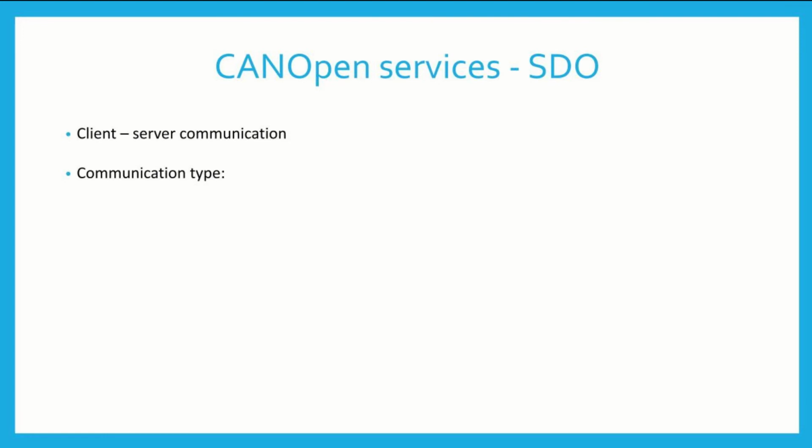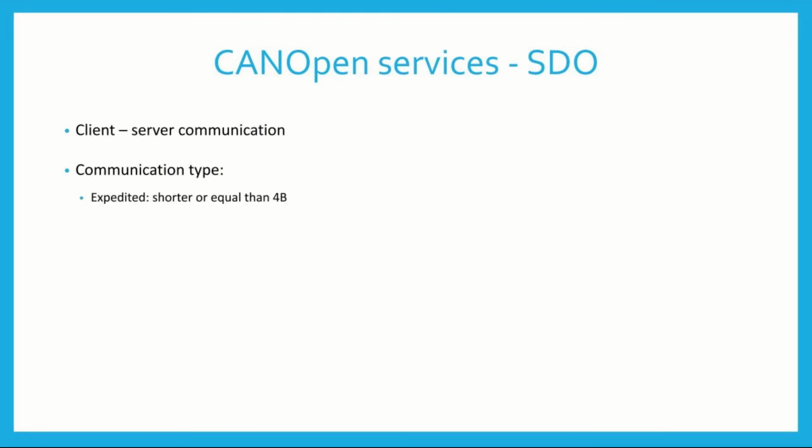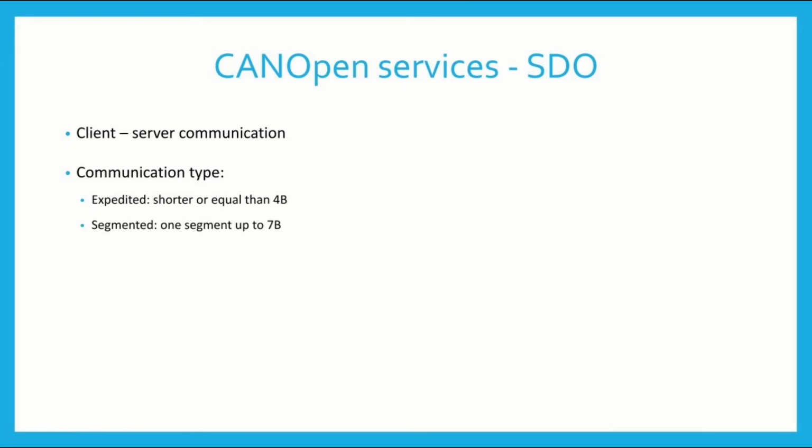The SDO communication could be expedited, which means that the transfer is shorter than 4 bytes. Segmented means the transfer is longer than 4 bytes. The request-response process is repeated. Each segment carries up to 7 bytes of application data, as 1 byte of the CAN frame is required for protocol information. Any amount of messages could be sent this way. There is only a time slot limit. This is the most common way of communication.